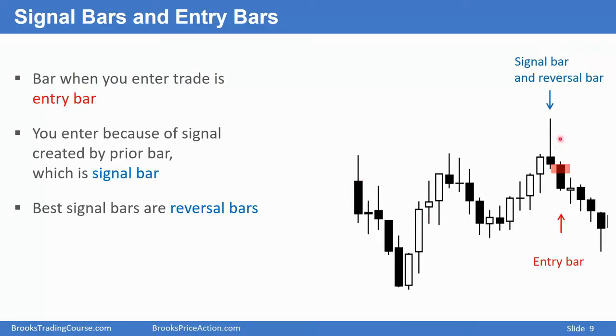We went down, we went up, we went down, we went up. Maybe we're going down again. This reversal bar, I think, is a reasonable signal bar because it's supported by the context, the bars to the left.